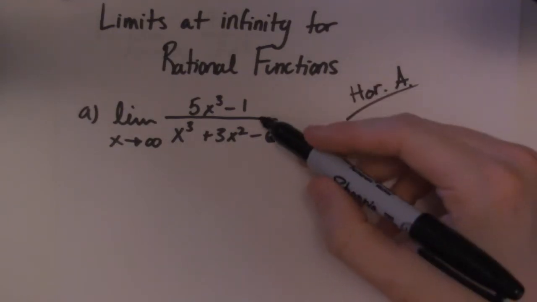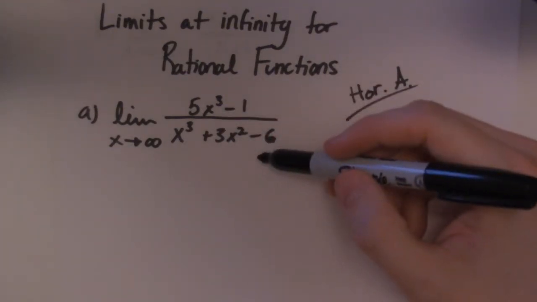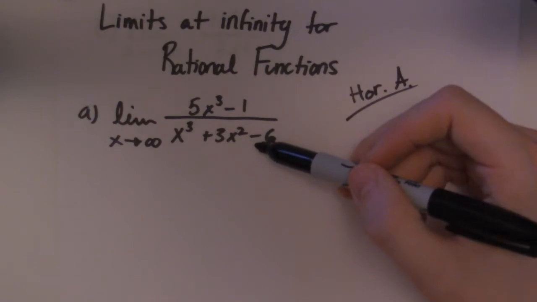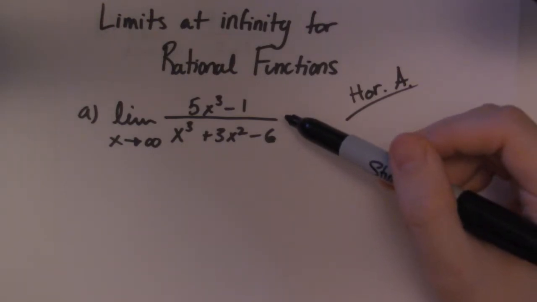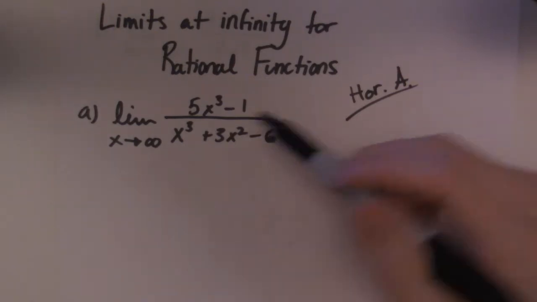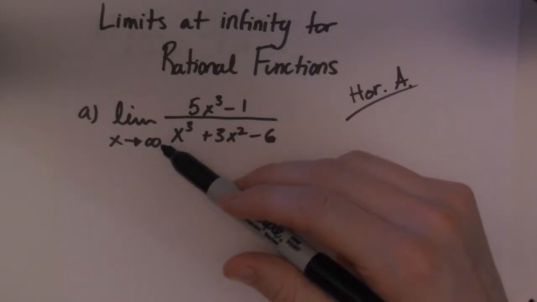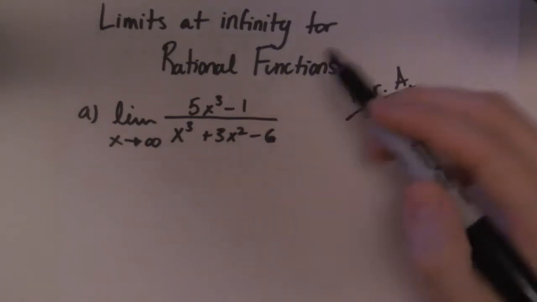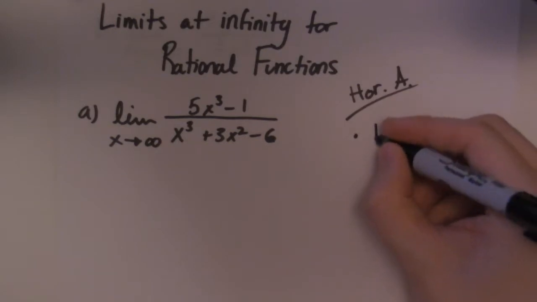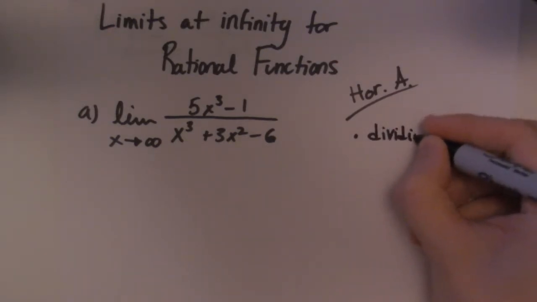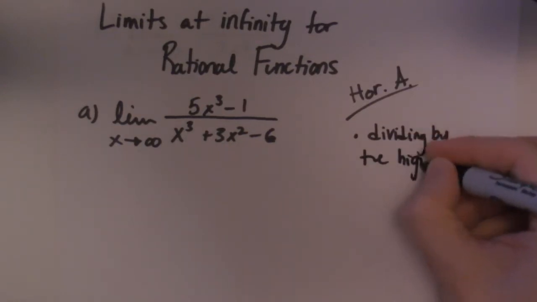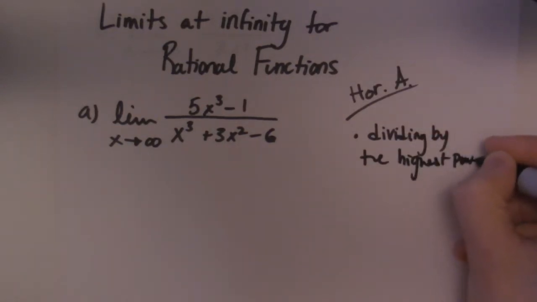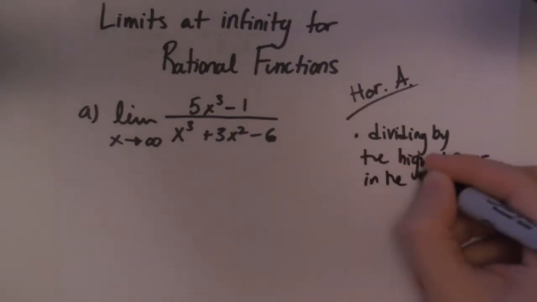So for rational functions, some of them approach a number. They go towards a number, and that's what we want to find when we're doing this stuff. What happens as x is really, really big or really, really small. We're doing plus infinity for this one, so we're thinking really, really big. So the technique we do for that is dividing by the highest power in the denominator.